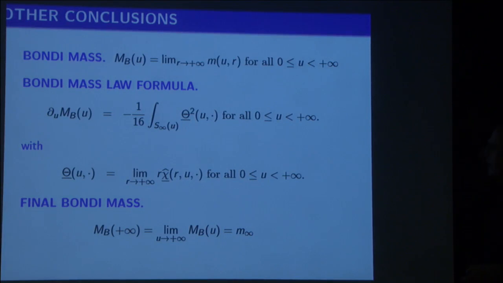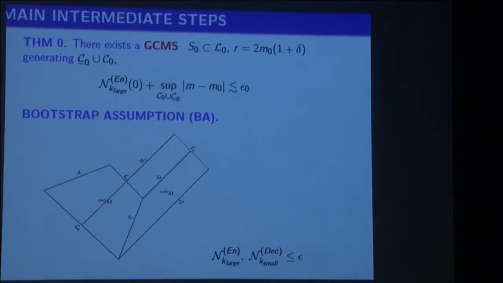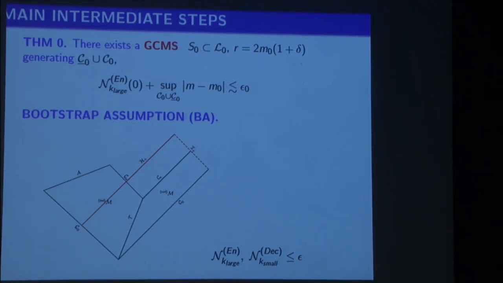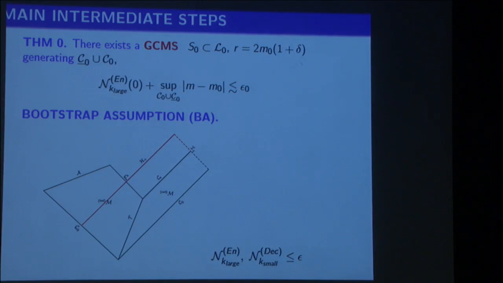Right. Okay, so the main intermediary steps, again, I'm going to go relatively fast, just to get a sense of what depends on what. The first thing you do, in step zero, you set up the initial condition. Initially, you just have a layer, and from that layer, you want to construct this C0 and C bar 0. You construct them by finding the GCMS in the layer and constructing the two. So that's the first step, and you get a GCMS. Of course, the fact that you get this GCMS is highly non-trivial.